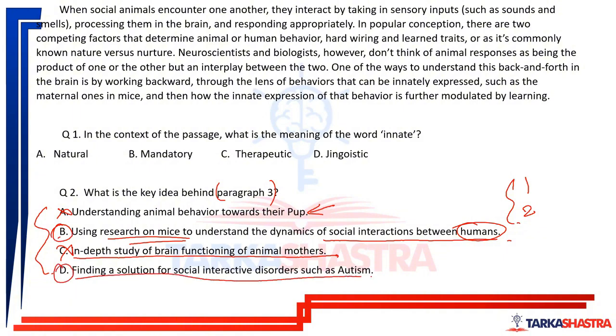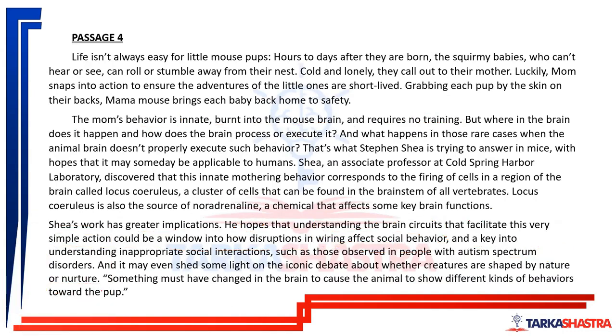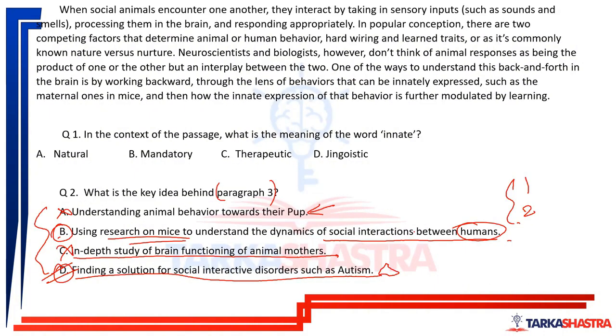D, finding a solution for social interactive disorders such as autism. Yes, this has to be the correct answer. So the correct answer should be D. Why? Because they have specifically mentioned that. In case you get very confused between close options, we can see that here they are more about the autism spectrum in general, and hence this has to be the correct answer.